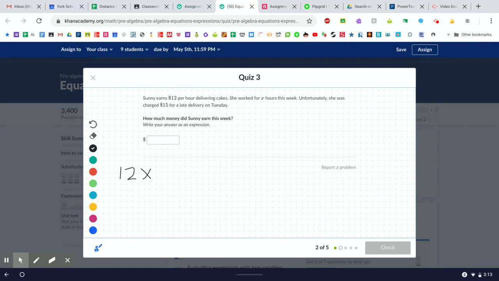So for example, if x equals 1, she's going to make how much money? Right, $12. If x equals 2, she'll make, exactly, $24. We're going to multiply x times 12 to get however much she makes. So 12x is the expression that represents how much she made in a week. Now, it says, however, that she lost $15. She was charged a fee for a late delivery.